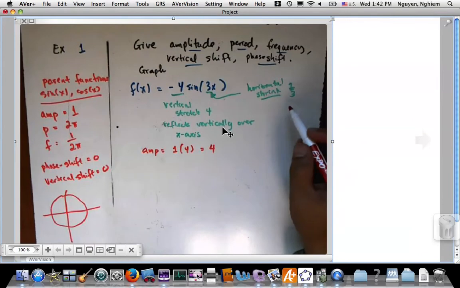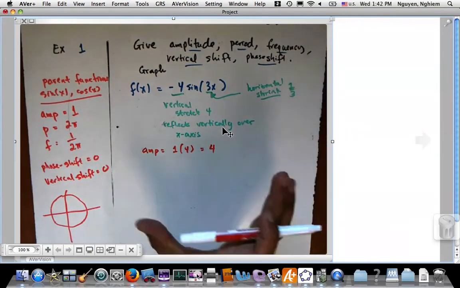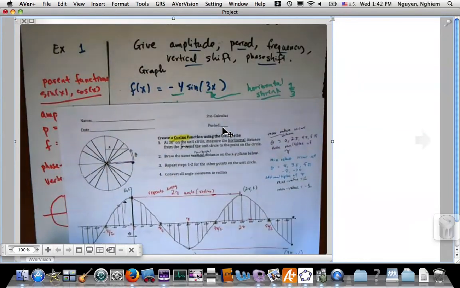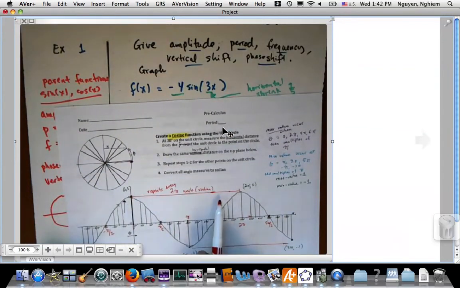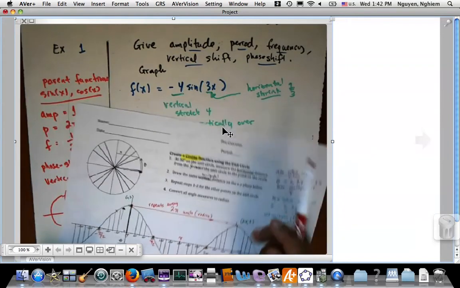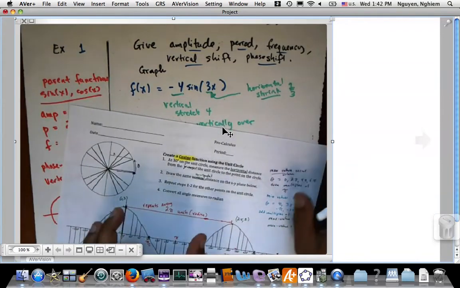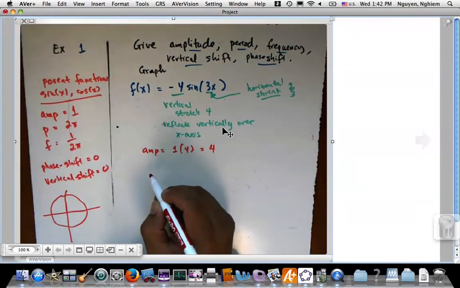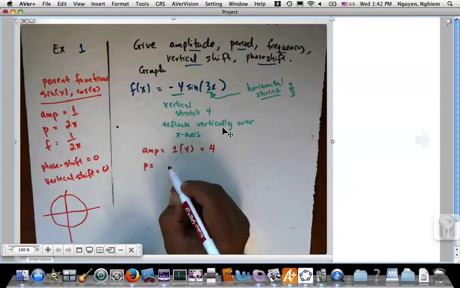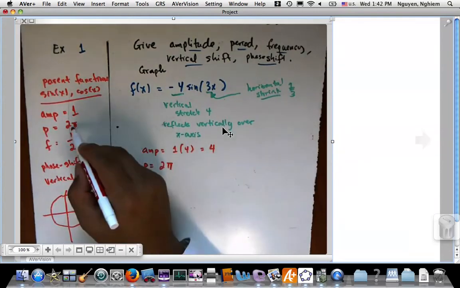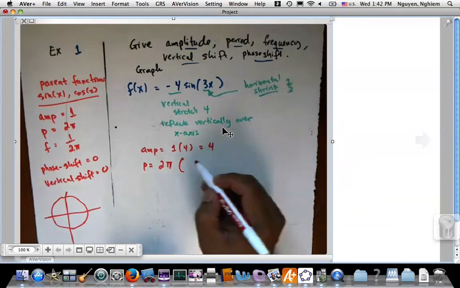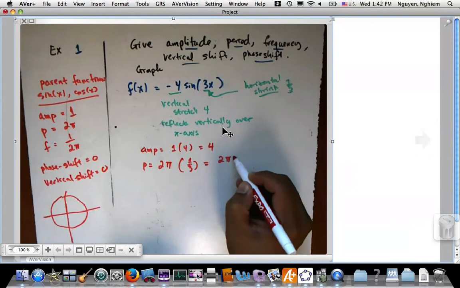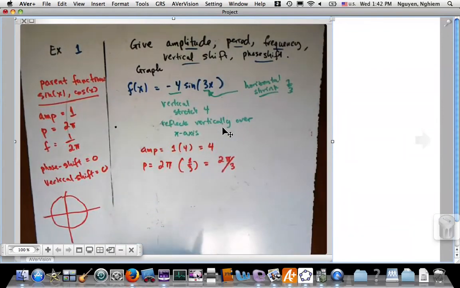The horizontal shrink here, it's squeezing the waves together. So if I have this wave right here, this repeats every 2 pi units. If I shrink it down to 1/3, it's going to take these waves and squeeze them together. So that's going to change some things quite a bit. The period is going to be 2 pi, because we always start with the parent function, multiplied by the shrink factor, which is 1/3. And so now the period is going to be 2 pi over 3. Okay? That's our new period.